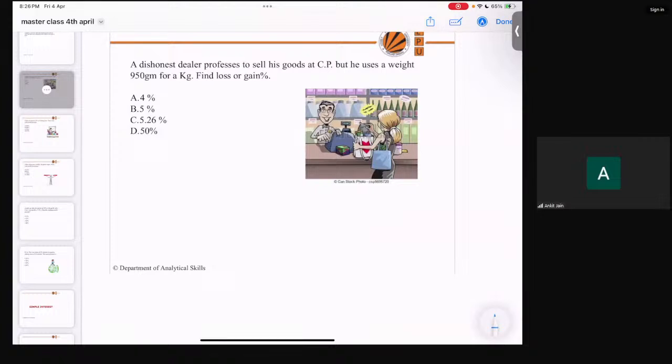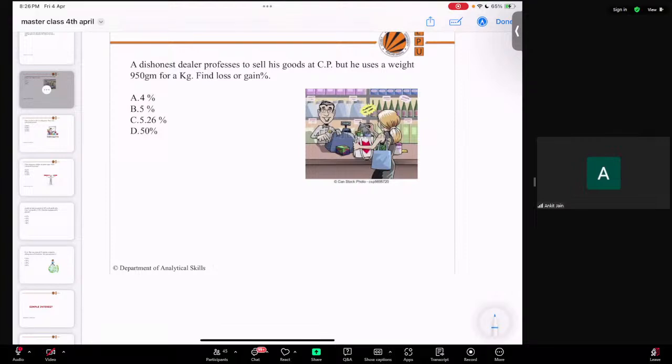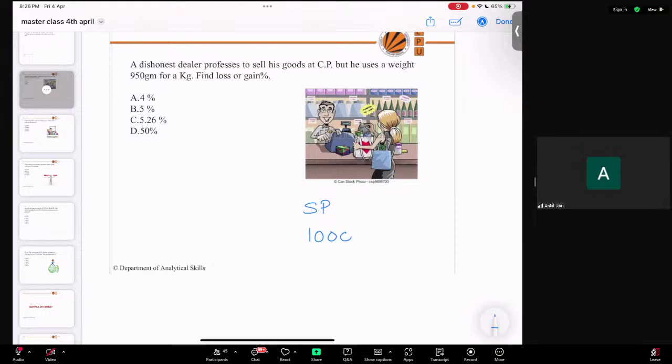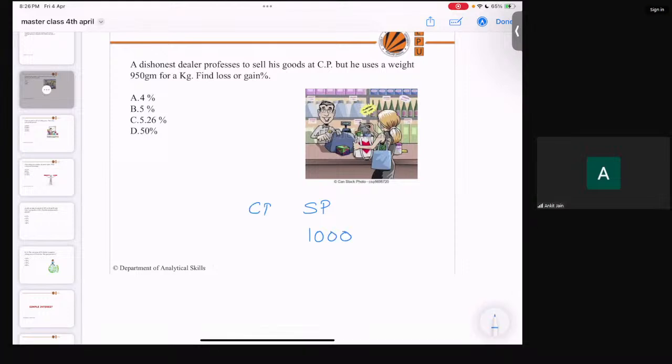A dishonest seller sells at cost price, but he uses 950 grams for 1 kg. 1 kg is 1000 grams. Means he charged for 1 kg, but he gives only 950 grams. So suppose 1 gram is 1 rupee. Selling price is 1000 rupees or 1000 grams, and the cost price is 950 grams. So what is the profit?